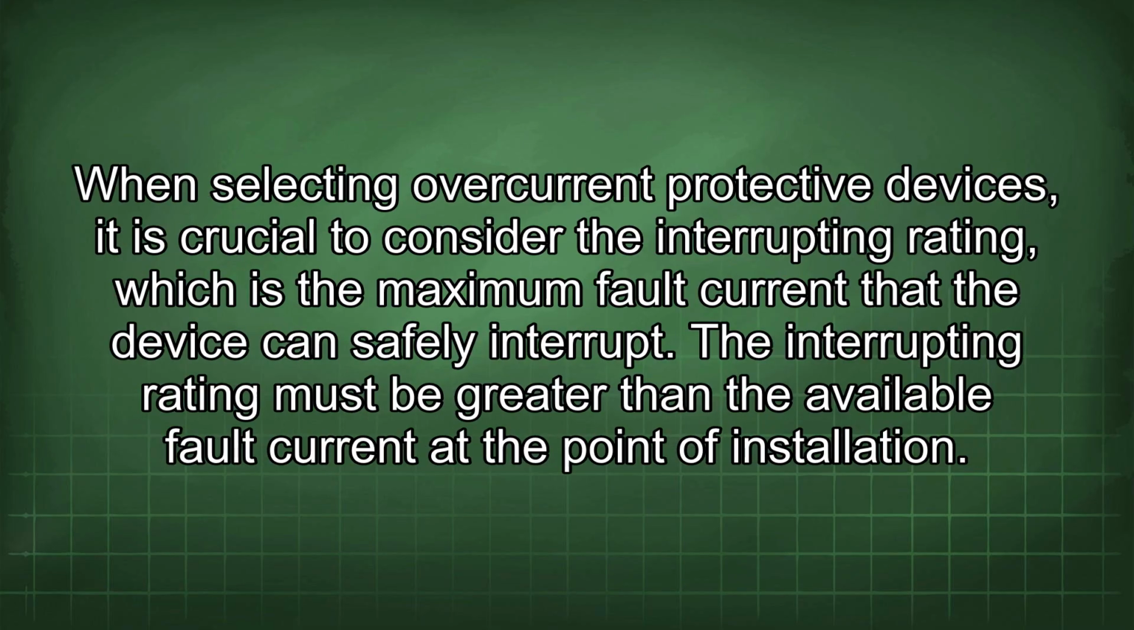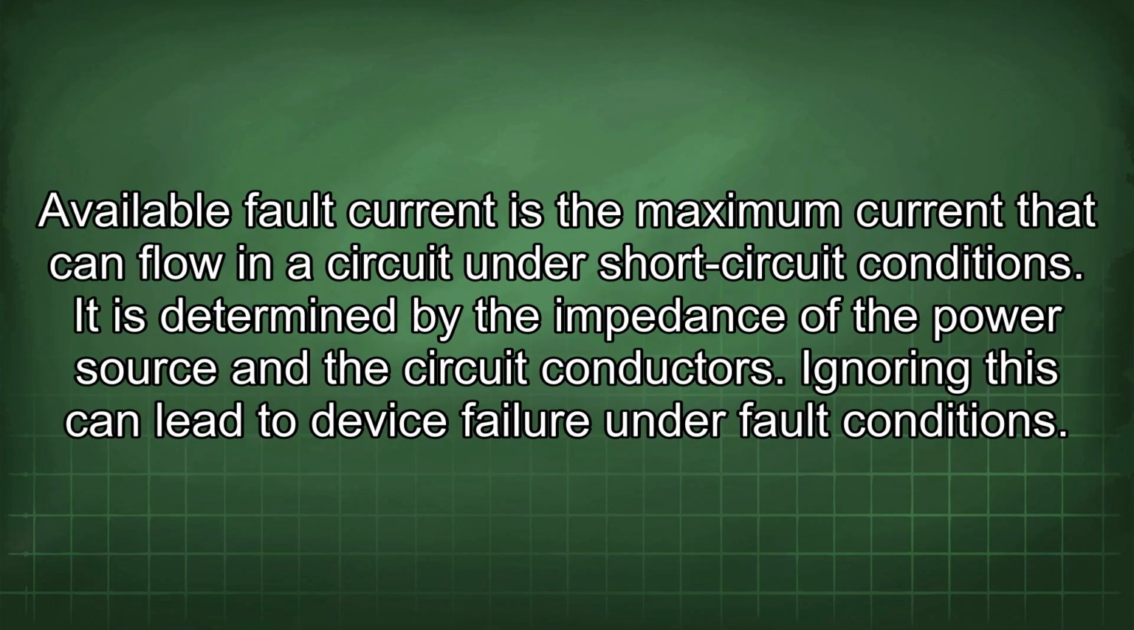When selecting overcurrent protective devices, it is crucial to consider the interrupting rating, which is the maximum fault current that the device can safely interrupt. The interrupting rating must be greater than the available fault current at the point of installation. Available fault current is the maximum current that can flow in a circuit under short circuit conditions. It is determined by the impedance of the power source and the circuit conductors. Ignoring this can lead to device failure under fault conditions.